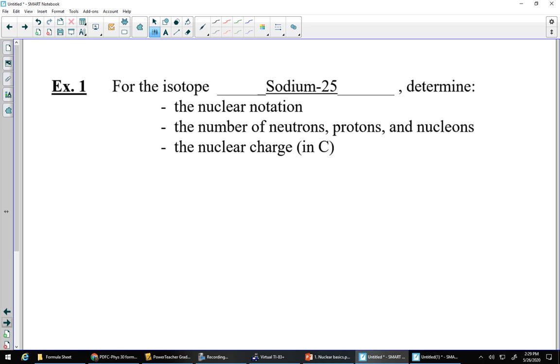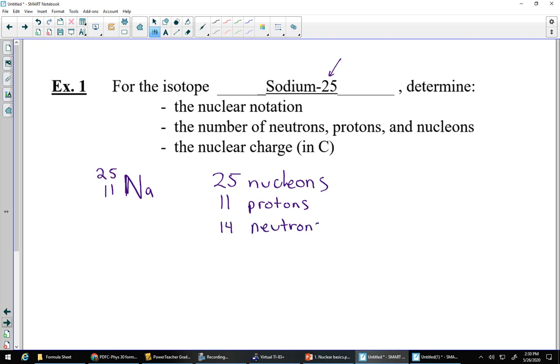Alrighty, so I'm just going to go through in order. The nuclear notation, sodium, I know that is Na. Sodium 25, the 25 tells me my number of nucleons, or my mass number, and that goes up top here. I need the number of protons now, or the nuclear charge. There's 11 in sodium, so I'm going to put 11 down here. So we've got 25 nucleons, we've got 11 protons, and that means that the rest of those nucleons have to be neutrons. So I think that would be 14 neutrons. Excellent. Okay, so part 1 and 2, check.